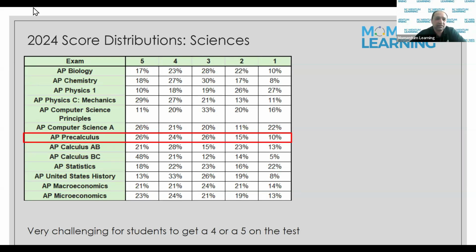For example, there is a statistic here. You can compare the score distribution in AP pre-calculus. 26% of students got 5, 24% got 4 out of 5, of course, and 26% got 3. 2 and 1 are counted as fail. So if you get 3, 4, or 5, it means you pass the test. If you get 1 or 2, that means you fail.